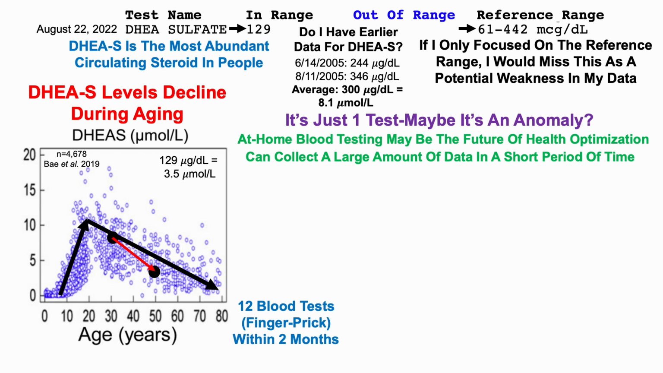So with that in mind, I've used another at-home blood testing company to accumulate 12 blood tests using finger prick, in contrast with the venipuncture, which is how I obtained this DHEA sulfate level of 129. So I have 12 blood tests by finger prick within the last 2 months. Now, even with my rigorous testing schedule of up to 6 to 8 times per year, it would take me a year and a half at most just by venipuncture to accumulate 12 blood tests. So at-home blood testing may be, as I mentioned, the future of health optimization.